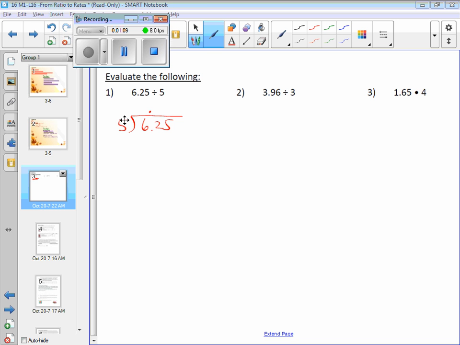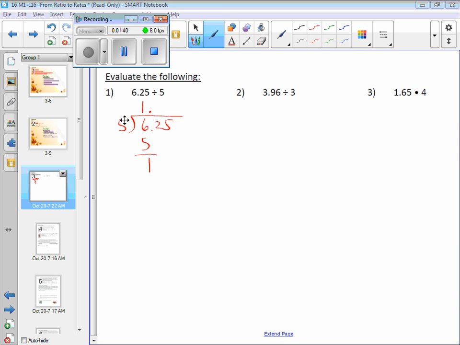And then you say to yourself, okay, well, can 5 go into 6? Yes or no? Okay, so how many times? So you put a 1 here. And 5 times 1 is? All right, so 5, right? 6 take away 5 is 1. Am I done? No. No remainders anymore when you deal with decimals.